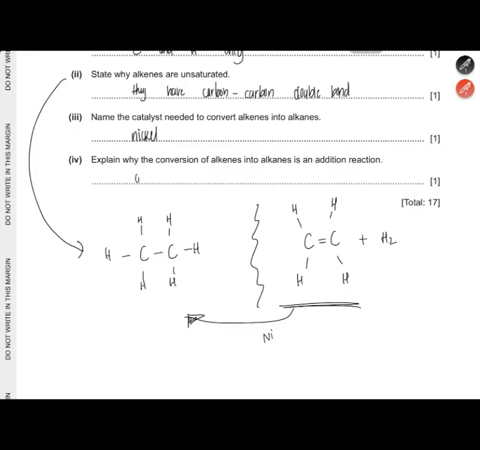Only one product is formed. So this is an addition reaction. Hydrogen is added to our alkene to get an alkane.